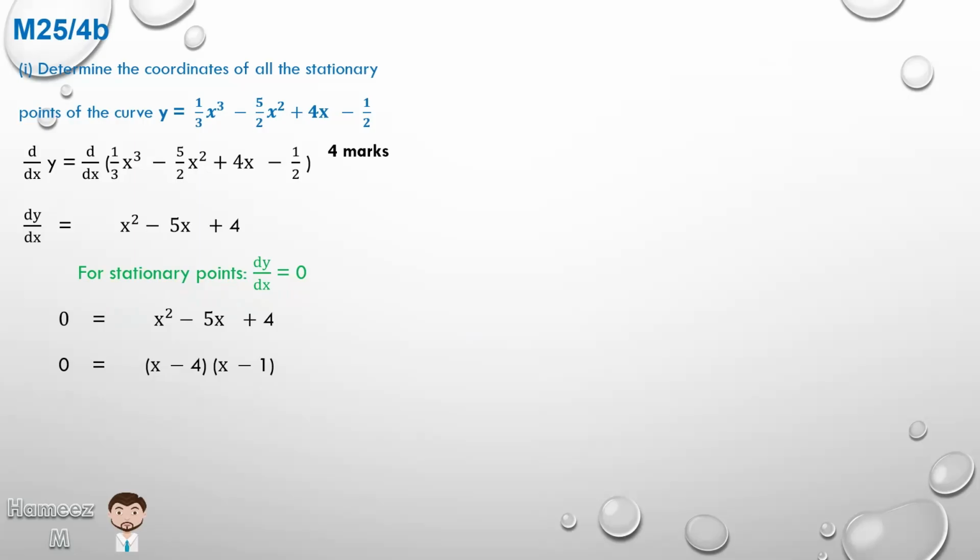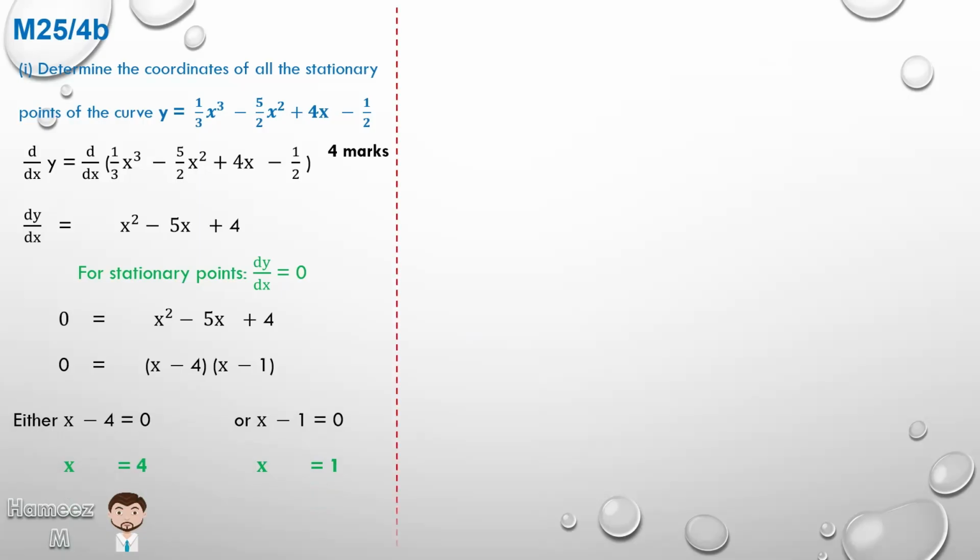which means either the first factor is equal to 0 or the second factor is equal to 0. If the first factor, x minus 4, is equal to 0, then 0 times anything would give us 0. Therefore, x would be equal to 4 for one stationary point. Or the second factor, x minus 1, is equal to 0, which means x is equal to 1. So the two stationary points are located when x is 4 and x is 1. Let's look at the question. What do they want? They want the coordinates of the stationary points. So they've got the x coordinates, but we haven't gotten the y coordinates as yet.